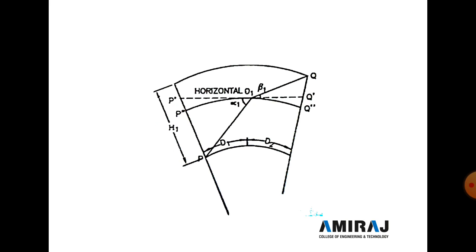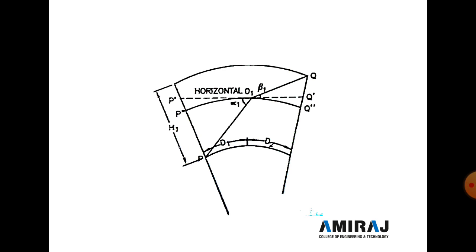Let us assume that alpha 1 is the angle of depression and beta 1 is the angle of elevation, because as you can see from the figure, when we set up the instrument at the O1 point, the P point is in a downward direction and the Q point is in an upward direction from the instrument setup. So we take alpha 1 as the angle of depression and beta 1 as the angle of elevation. Now, what is h1? h1 is the difference in height of the P and Q points.